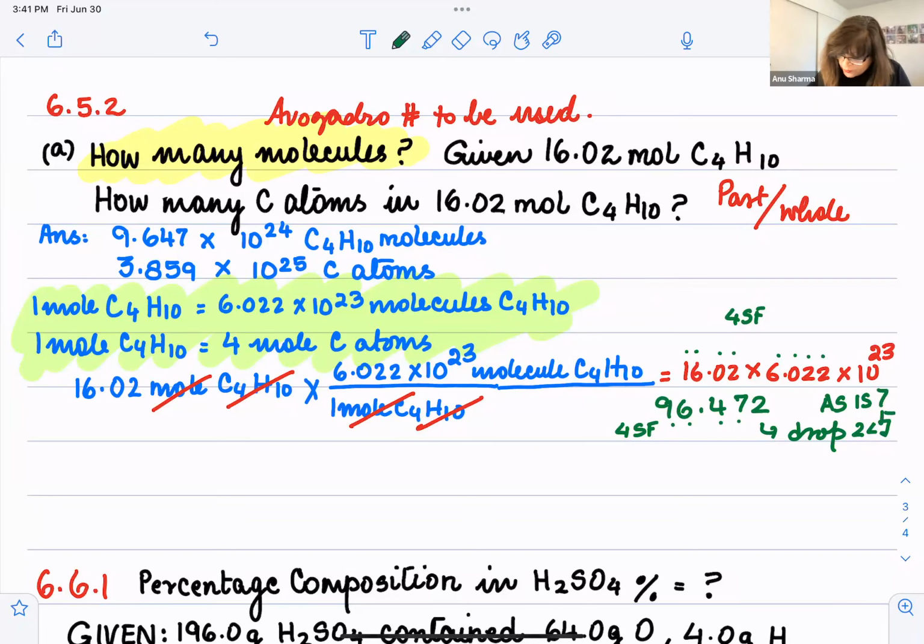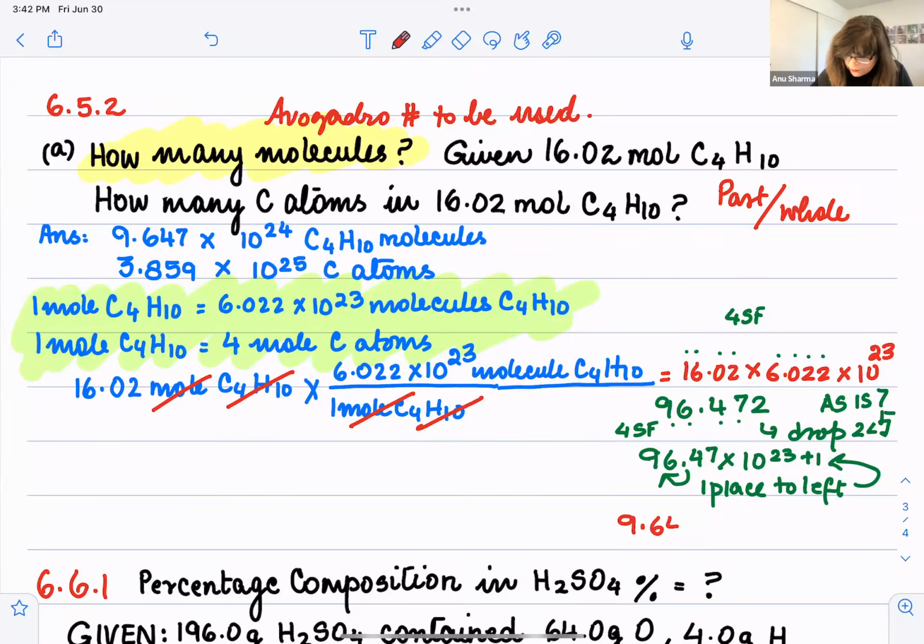Another thing that we will do here is, we need 96.47, but we're going to move the decimal one place to the left and into 10 to the power 23. So 23 becomes 24. We moved one place to the left. So now what is the answer? The answer is 9.647 into 10 to the power 24.